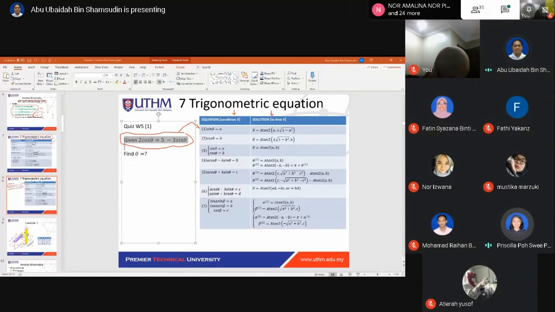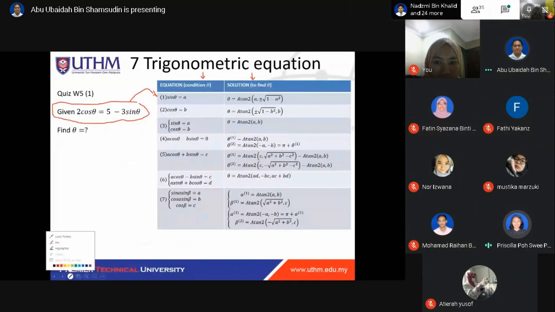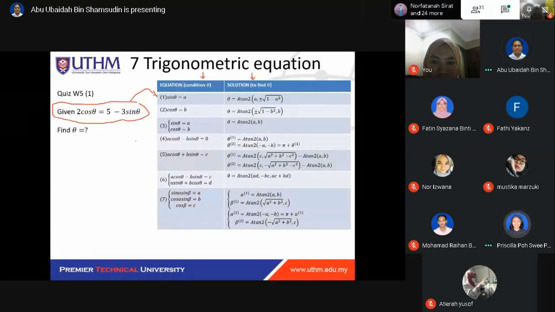Kalau dari table ambil A1 bracket B square root A square plus B square minus C square bracket minus A tan AB. Okay. So which number, Priscilla? Which equation? Number 4. Okay. No, okay. Number 5. Number 5. Yes.